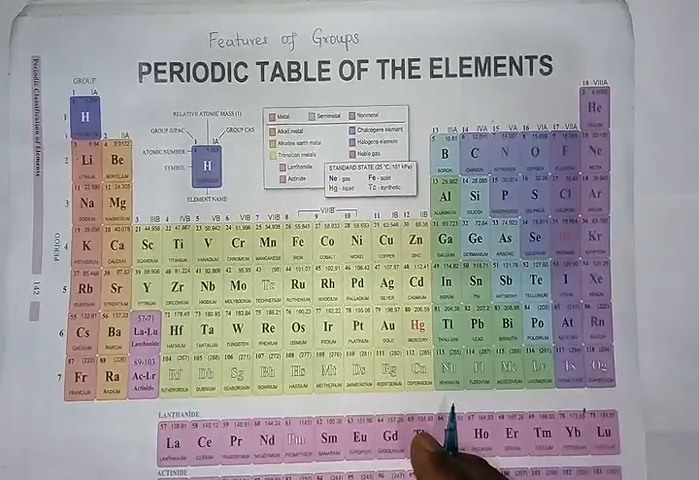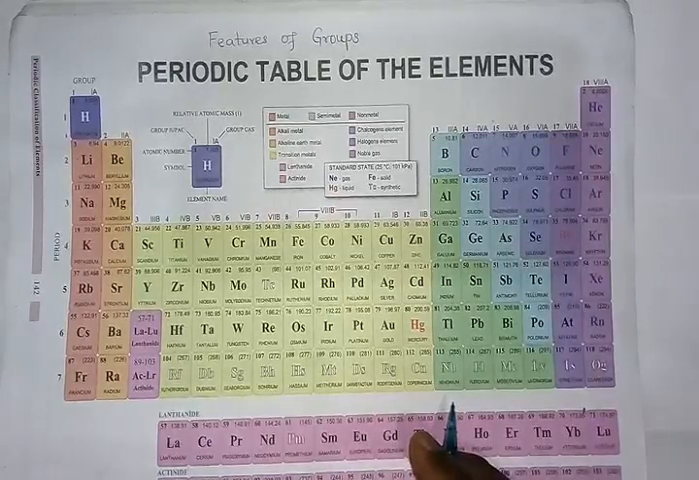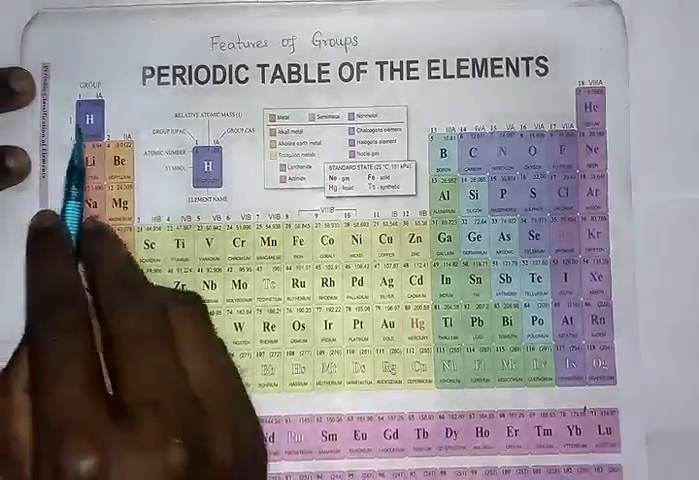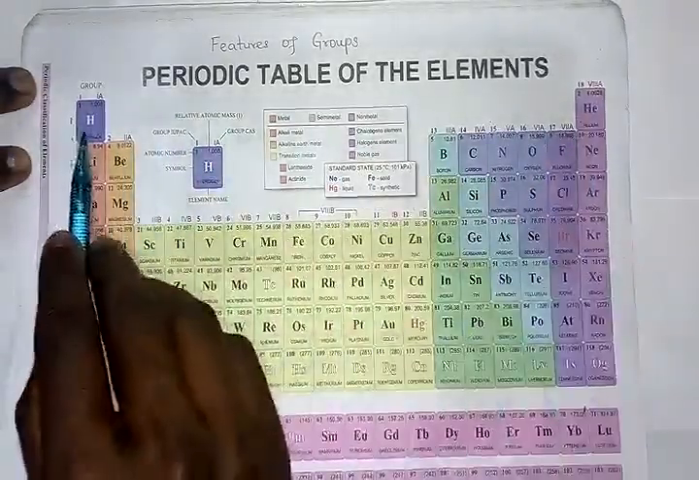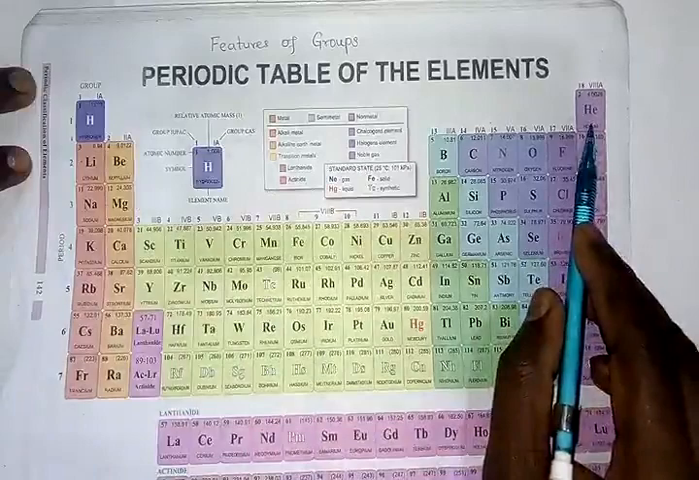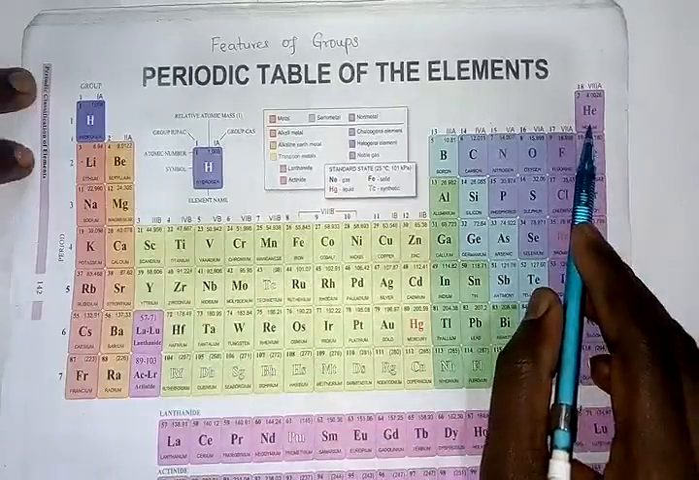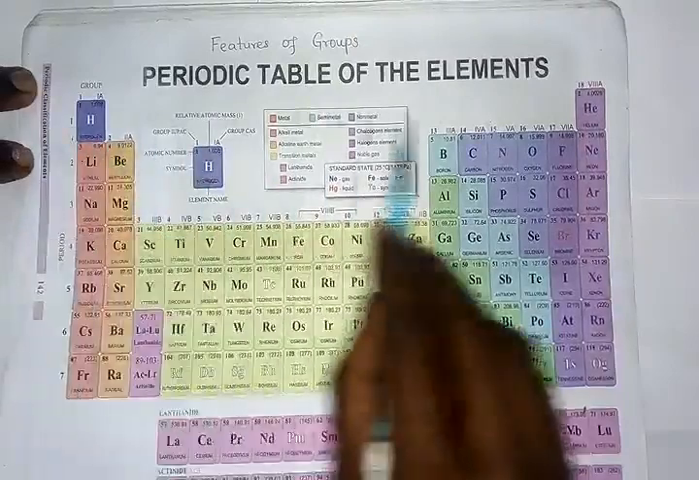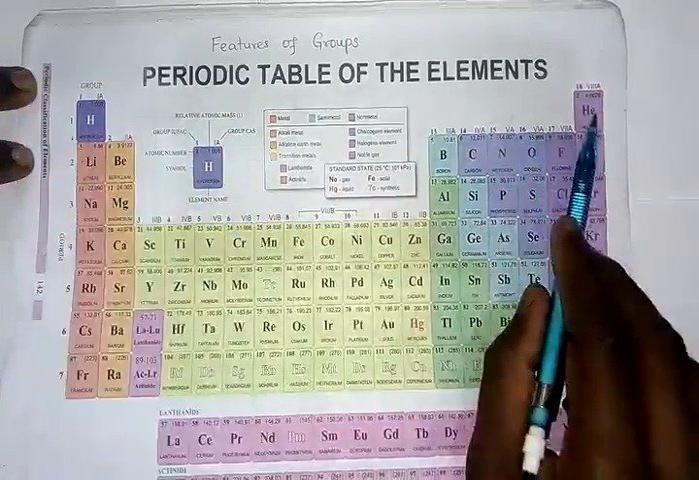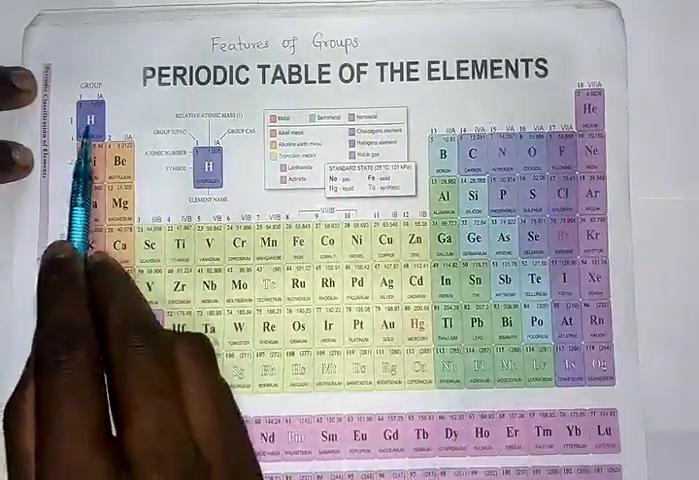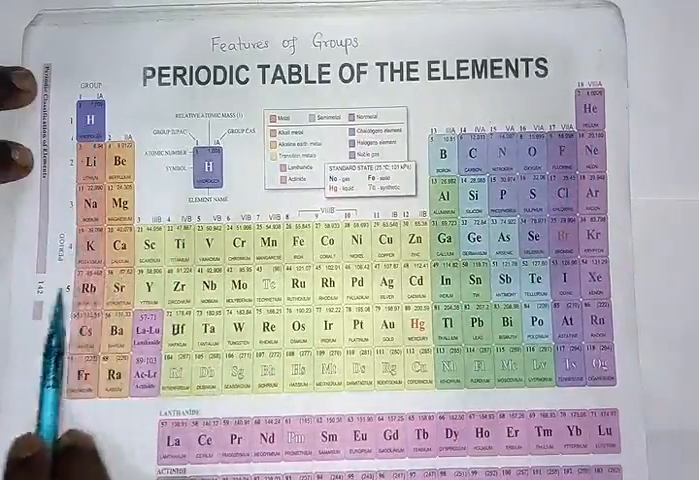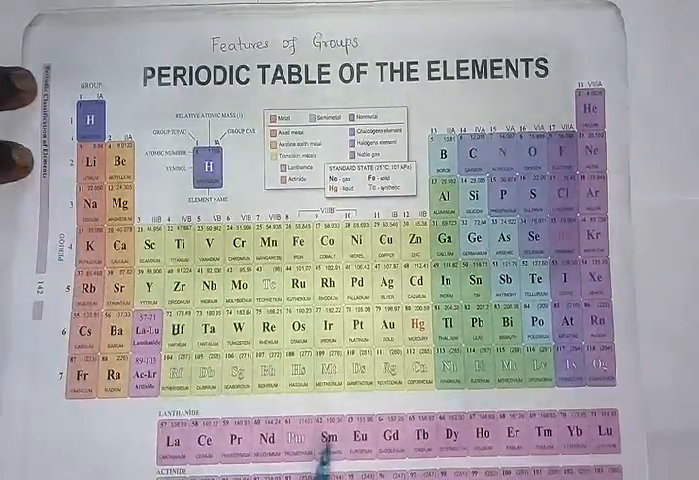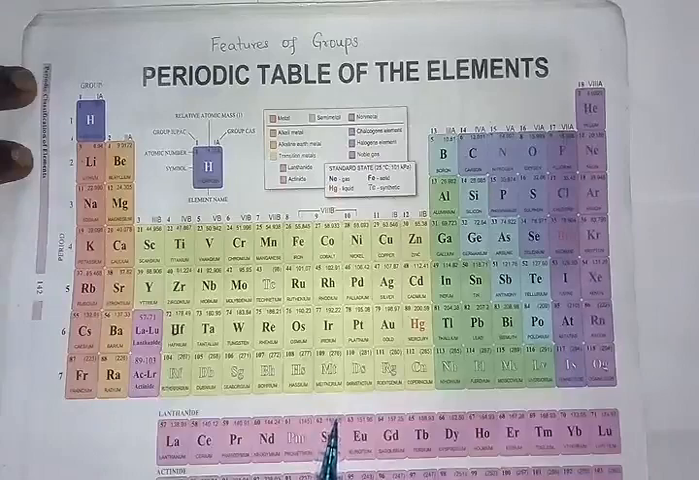So in our last video we learned that the horizontal rows from left to right are called periods. There are 1, 2, 3, 4, 5, 6, 7 periods. Similarly, there is one more idea.